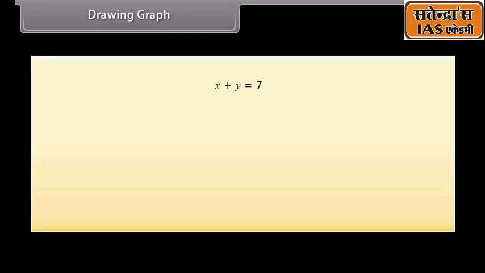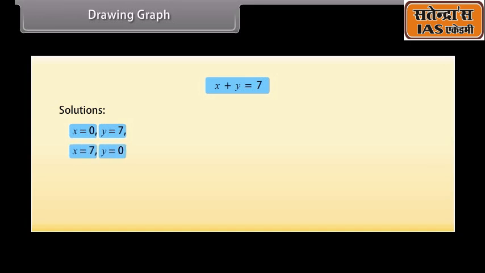Drawing graph. Let us now draw the graph of this equation. x + y = 7. We know that to draw the graph, we need at least 2 solutions of the equation. So the 2 solutions are x = 0, y = 7, and x = 7, y = 0.